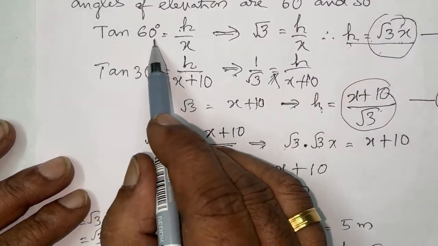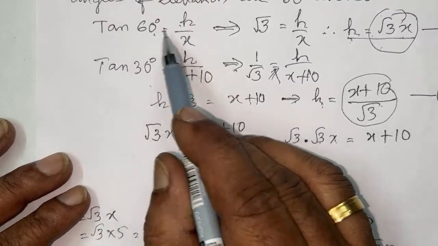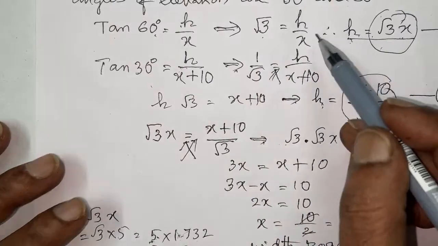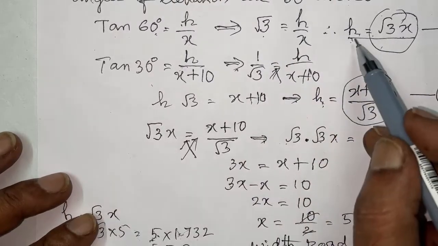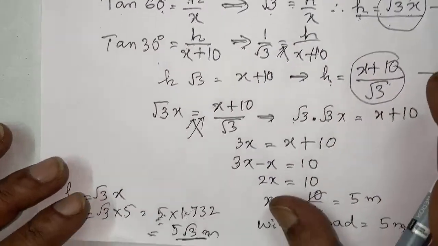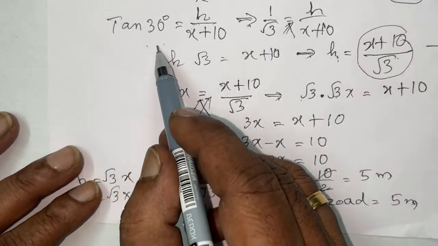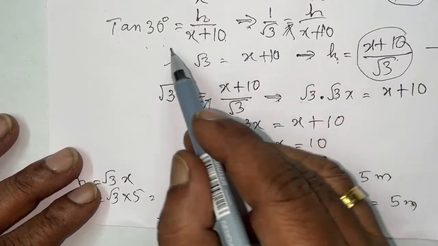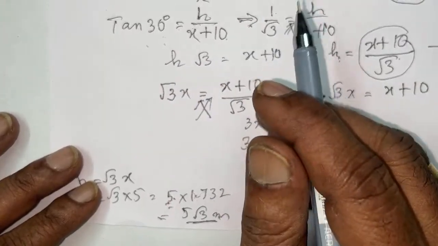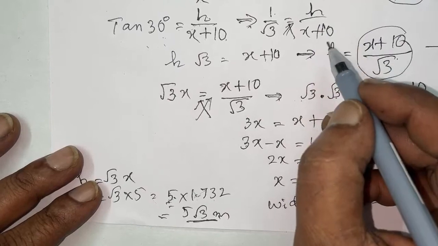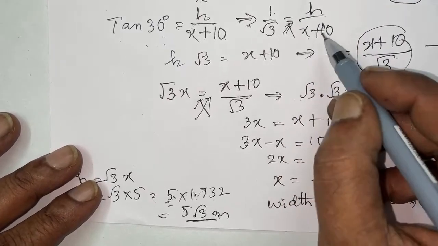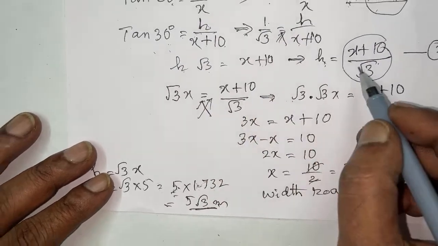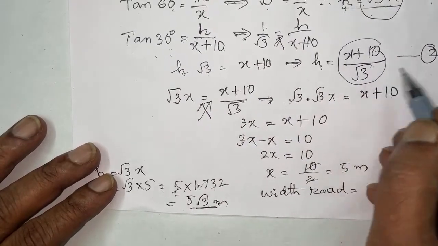So by using the first angle of observation, I got tan 60 is equal to h by x, and tan 60 value is root 3, equal to h by x, and h is equal to root 3x. This is equation 1. Now for the second observation point, I took tan 30 is equal to h by x plus 10. Here tan 30 value is 1 by root 3, which is equal to h by x plus 10. So cross multiplication, h root 3 is equal to x plus 10, or h is equal to x plus 10 by root 3.